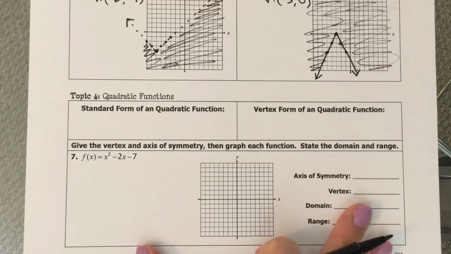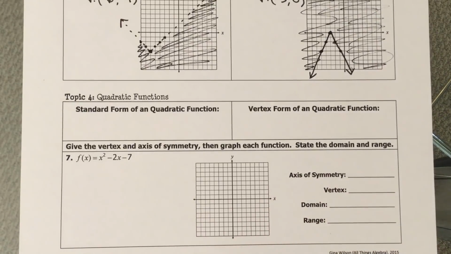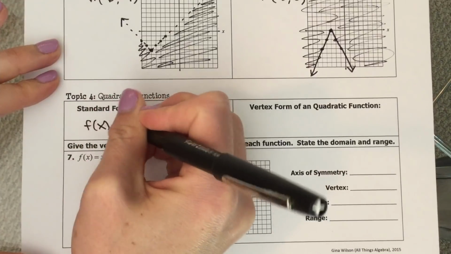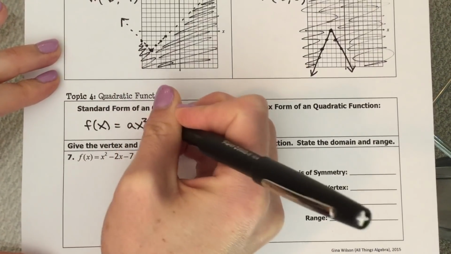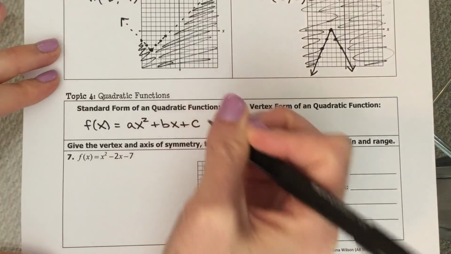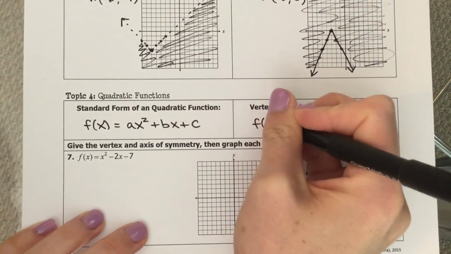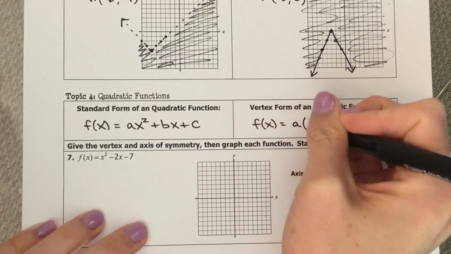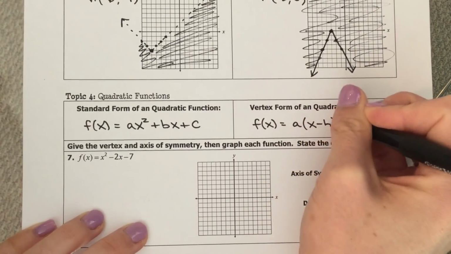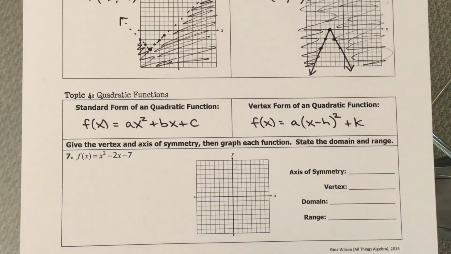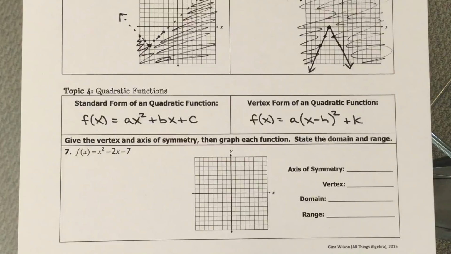Topic number 4 is quadratic functions. So we have 2 different forms. The standard form of a quadratic function looks like this. We have ax squared plus bx plus c, whereas the vertex form is one that's very similar to the vertex form for absolute value. We still have the a on the outside, and then this, instead of being inside an absolute value, is just inside a quadratic. But the rest of it is the same as the vertex form for absolute value.